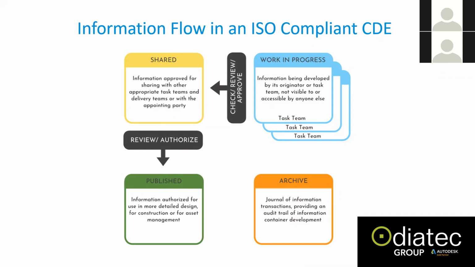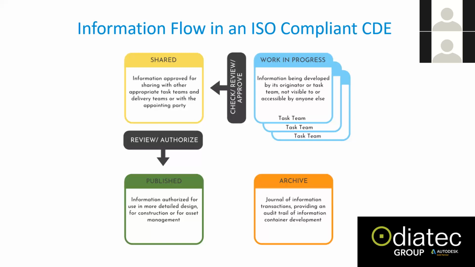This diagram is actually taken from the ISO 19650 document. I think it's in part 1, but principally it just sets out that you need a work in progress area. That's where everybody works on their own model, their own design file, and only each design discipline has access to their own work in progress folder. Then when they want to share information into the shared area, everybody should have access to the shared area.